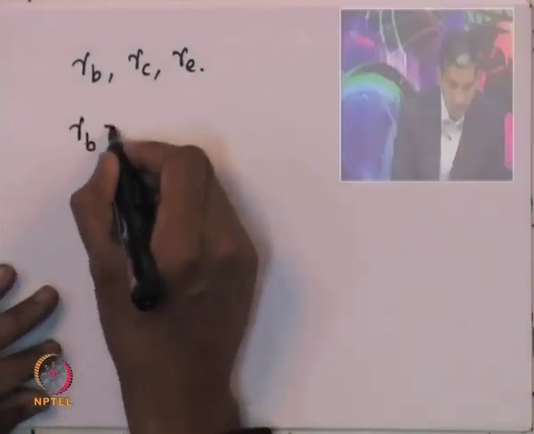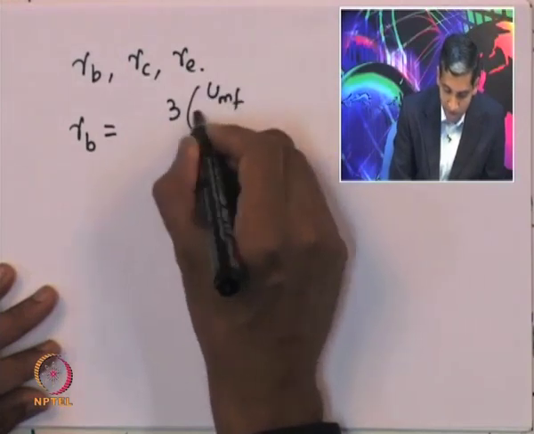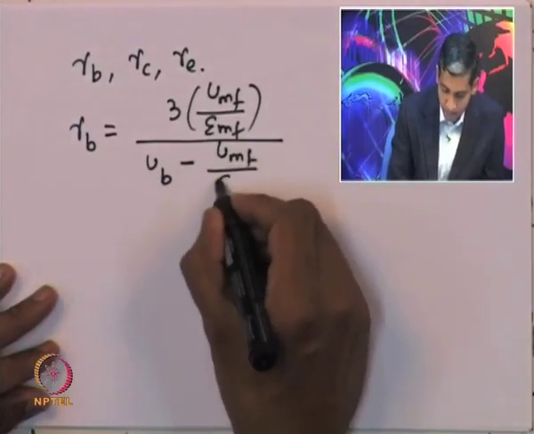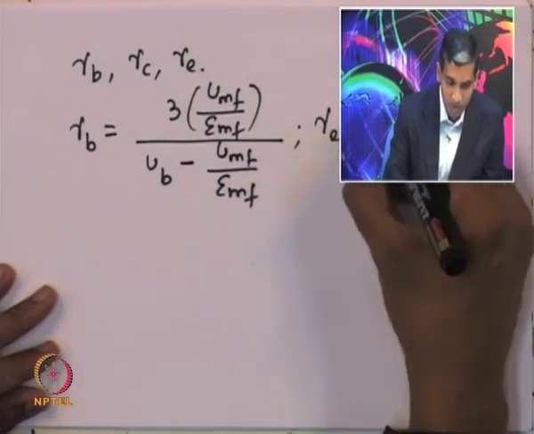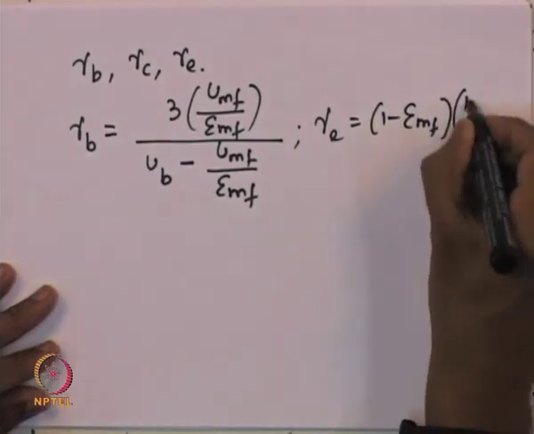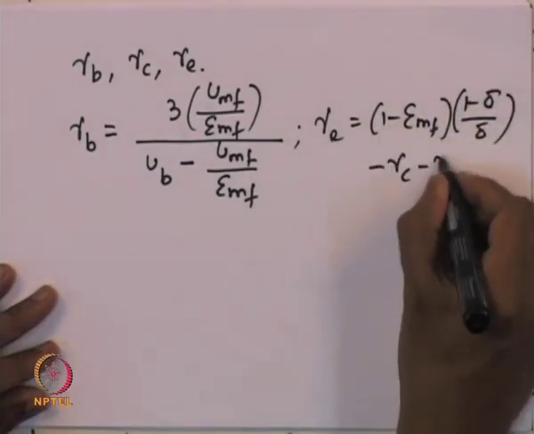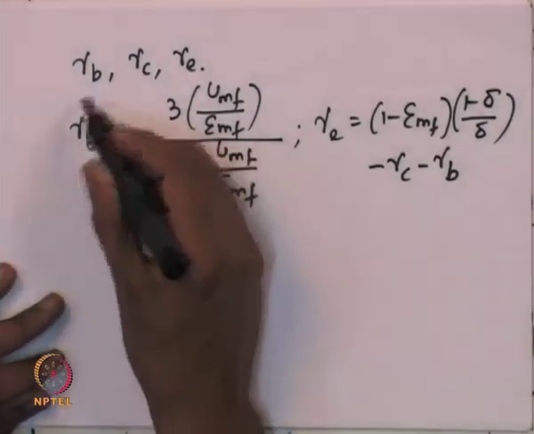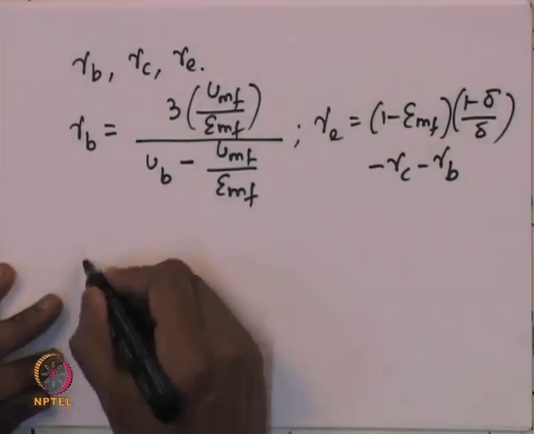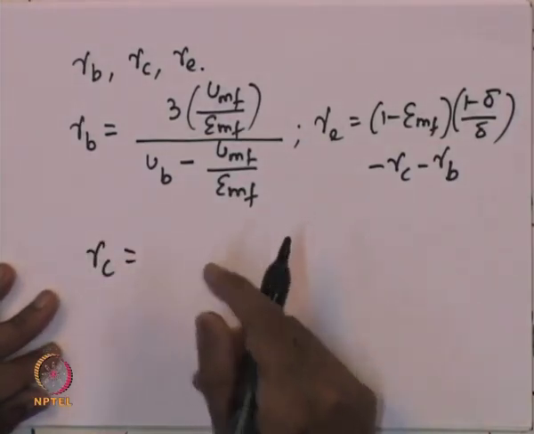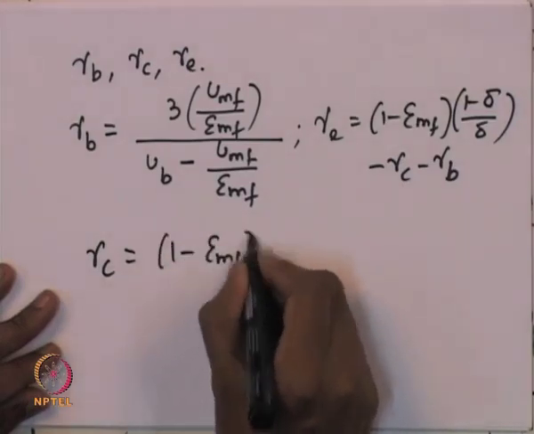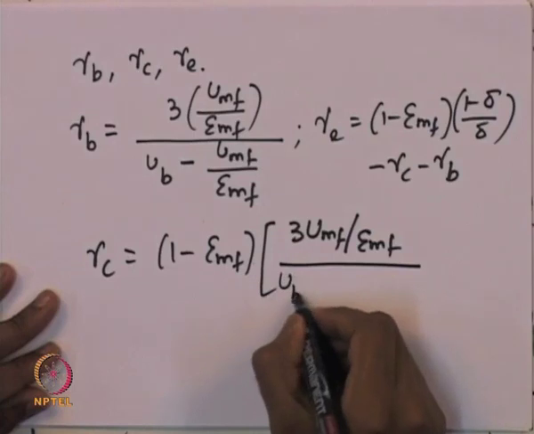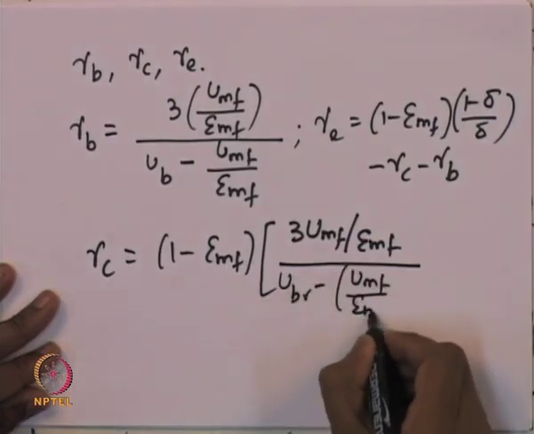Gamma B is essentially given by 3 into UMF by epsilon MF divided by UB minus UMF by epsilon MF, and similarly gamma E is given by 1 minus epsilon MF into 1 minus delta by delta minus gamma C minus gamma B. That is, gamma E is the fractional volume in the emulsion phase occupied by the solid catalyst, gamma B is the corresponding fractional volume in the bubble phase, and gamma C is the fractional volume in the cloud phase occupied by the solid particles, which will be 1 minus epsilon MF into 3 UMF by epsilon MF divided by UBR minus UMF by epsilon MF plus alpha.